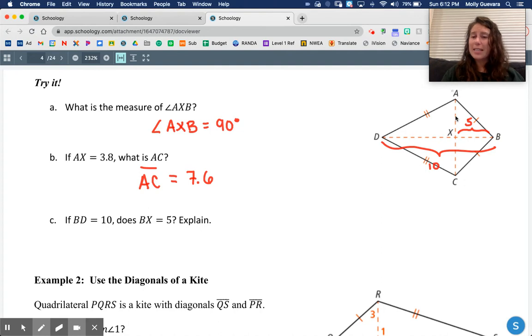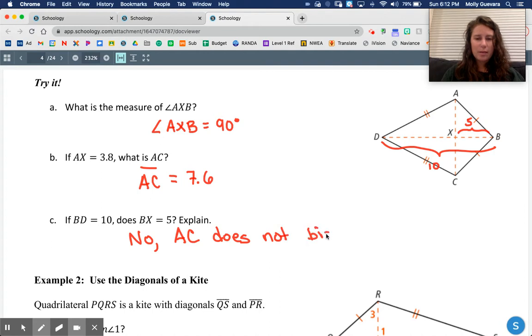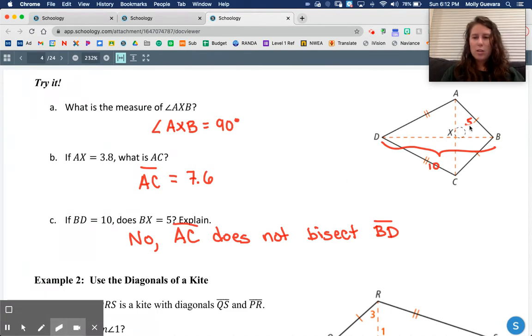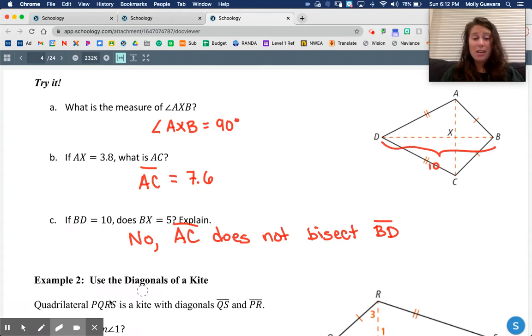So AC is cut in half, but BD is not bisected. It's not cut in half at all. So BX is not 5. So no, AC does not bisect BD, meaning BD is not cut in half at all. So B to D can be 10, but that doesn't tell us anything about what B to X is or what D to X is. With the information I'm given right now, I would not be able to find that for you.